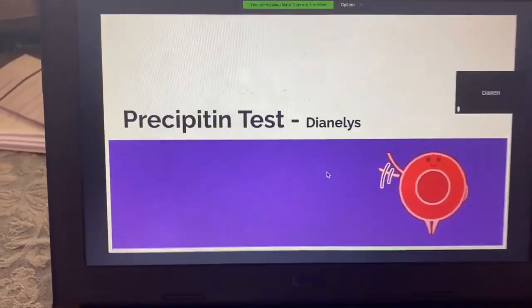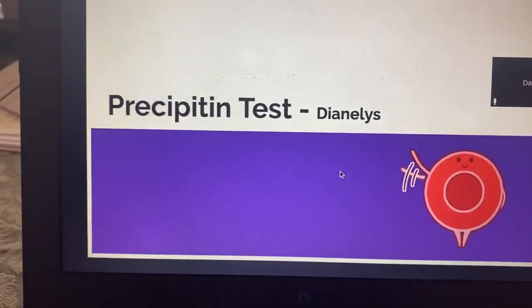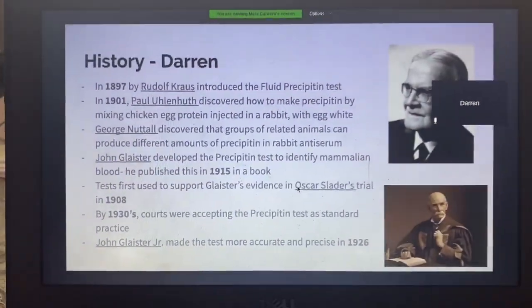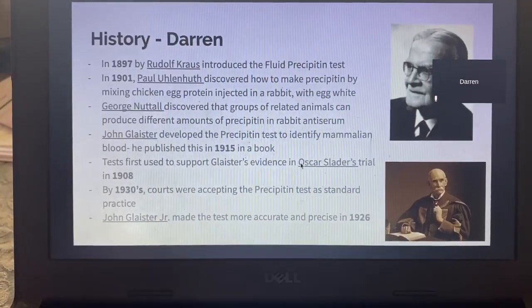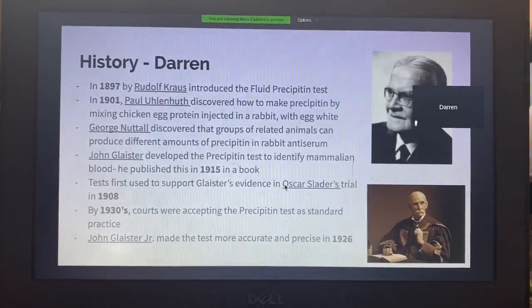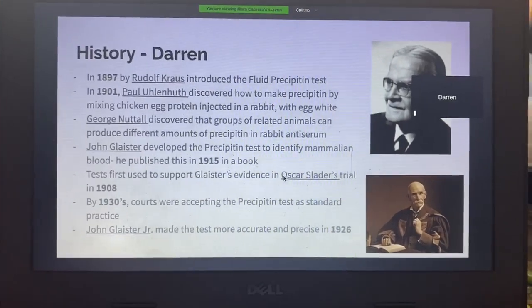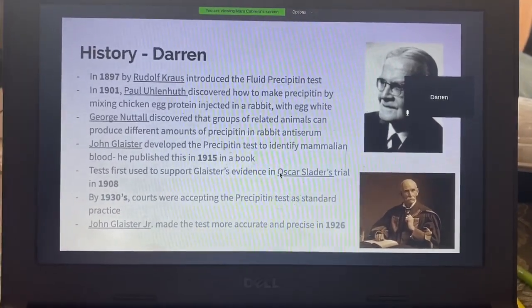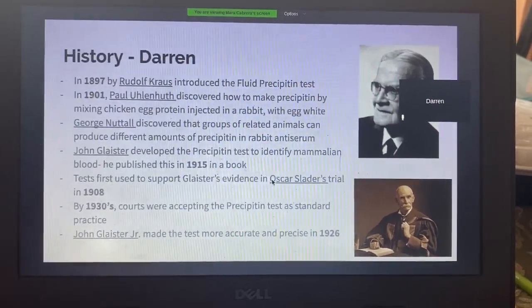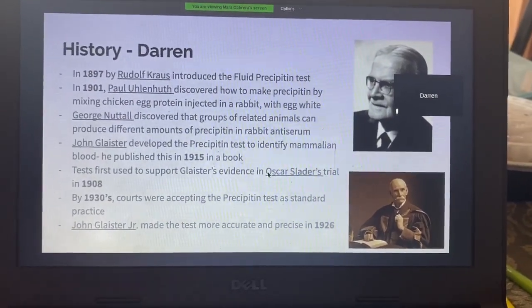So first we're going to talk about the Precipitation test. Okay, so the history of the Precipitation test. In 1897, Rudolf Krauss first introduced the fluid precipitin test, and then in 1901, Paul Uhlenhuth discovered how to make precipitin by mixing chicken egg protein injected in a rabbit with egg white.